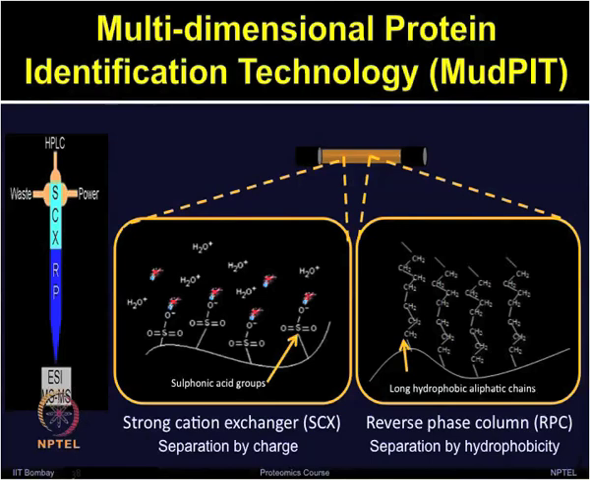Strong cation exchange is based on the electrostatic attraction between the negatively charged sulfonic acid and the positively charged peptide, and the elution can be caused by addition of a positively charged mobile phase. The reverse phase, shown on the right side, is based on the hydrophobic interactions between analyte and the stationary phase. The elution can be brought about by modifying the mobile phase polarity.